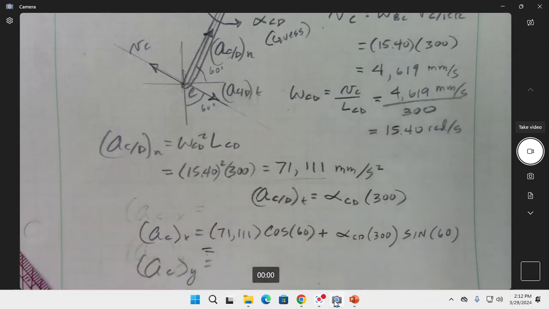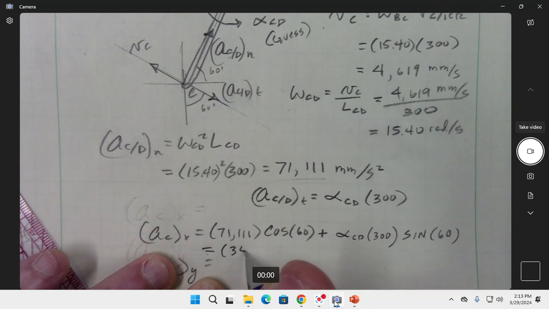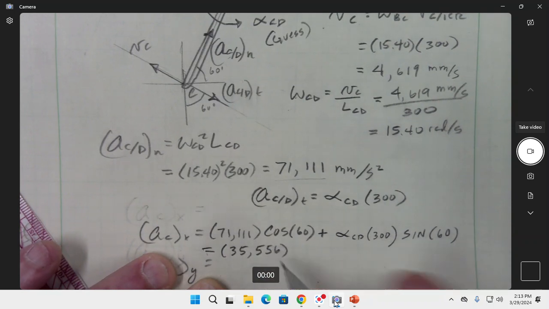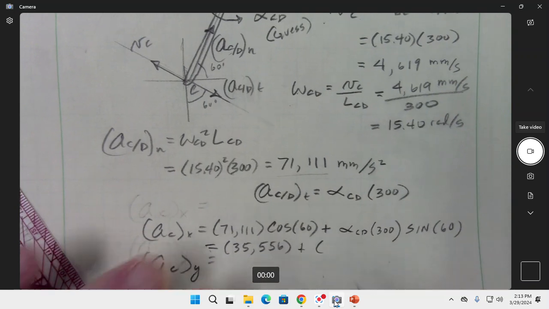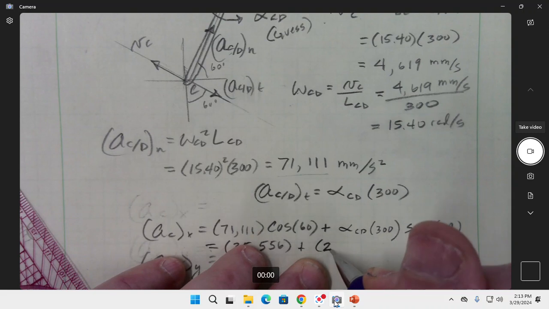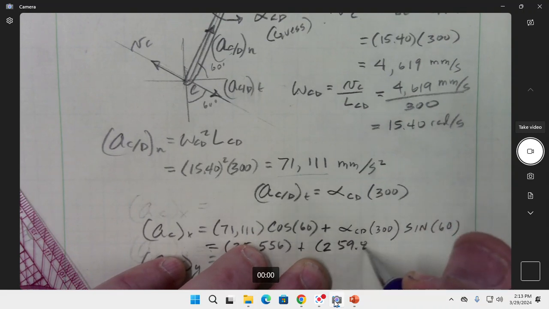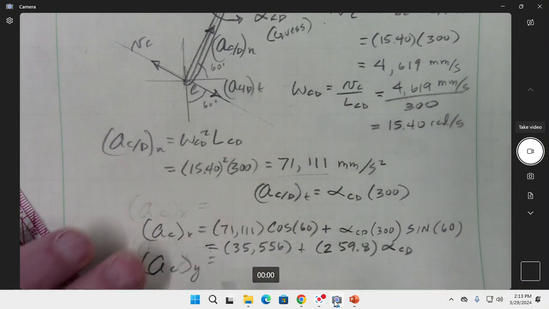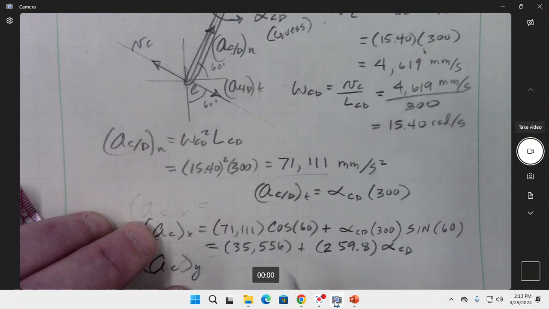So what you end up with is 71,111 times cosine of 60, so you're going to get 35,556 plus 60 times sine times 300, which is 259.8 alpha CD. Should have picked another problem.